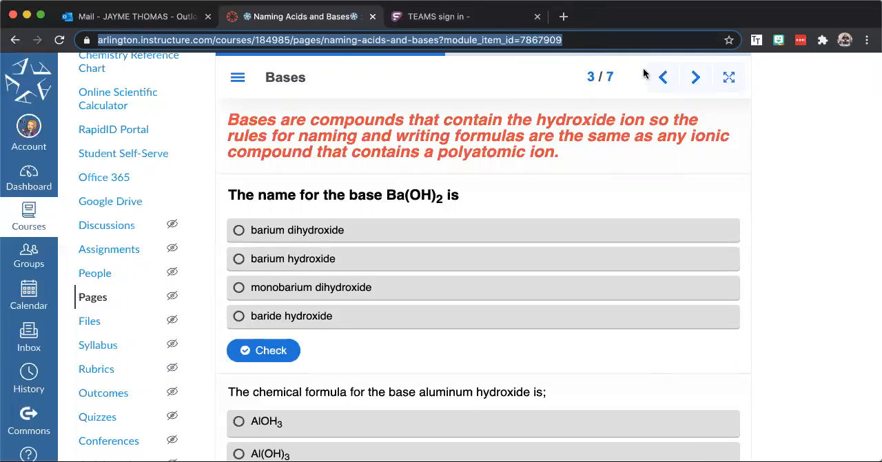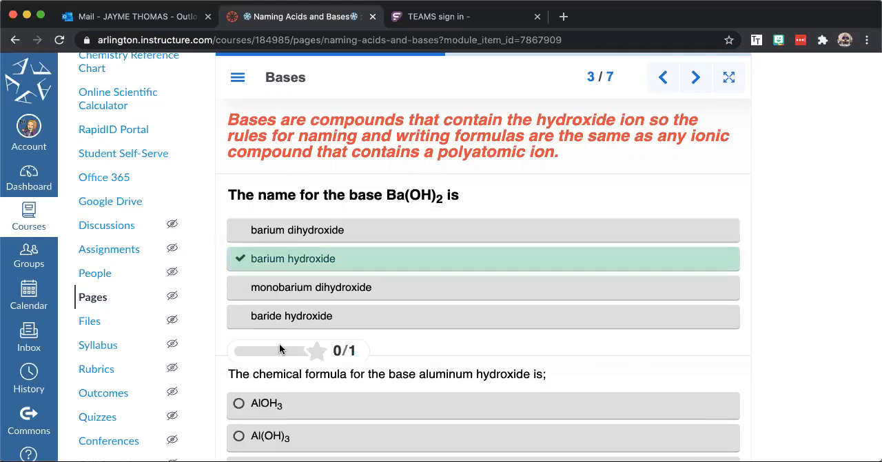So Ba, what element is Ba? I know it's a metal. Is it barium or is it baride? Barium. Yeah, it's just barium. Since this is named like an ionic compound, if we follow that flow chart for ionics, barium's not a transition metal, so it doesn't need a Roman numeral, and we don't ever change the name of the metal to -ide. If we change anything to -ide, it's always the second element in the compound. But the second element's a polyatomic ion, so we just write its name, which for OH is always hydroxide. So this one's just going to be barium hydroxide.